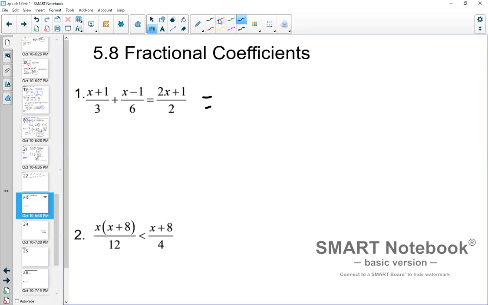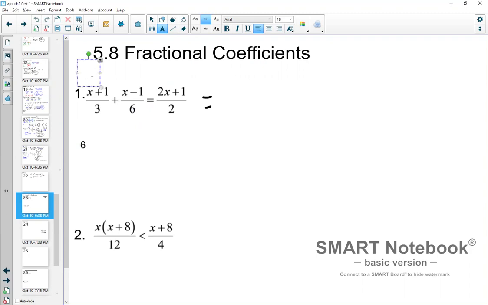Let's go to it. So fractional coefficients, same concept as all our other fraction problems. We want to make all the denominators the same, because once we make the denominators the same, we can cancel them out. So you look at these numbers, 3, 6, and 2. You're looking for the least common denominator, which in this case is 6. So your goal is 6.